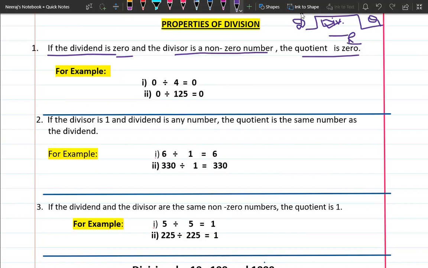So we will do it like this. If the dividend is 0 and the divisor is a non-zero number, non-zero means any number except 0, the quotient is 0. It means your answer will come 0 only. So you are dividing 0 by any number.